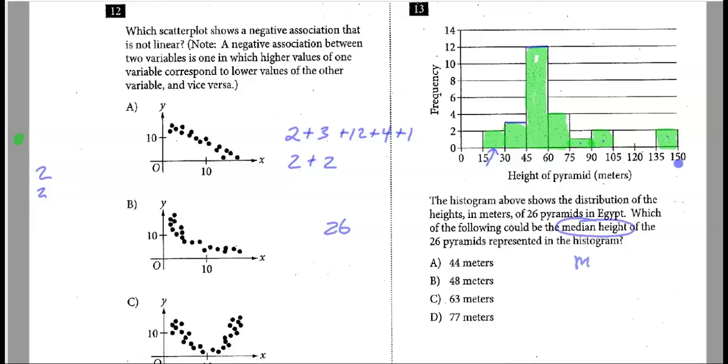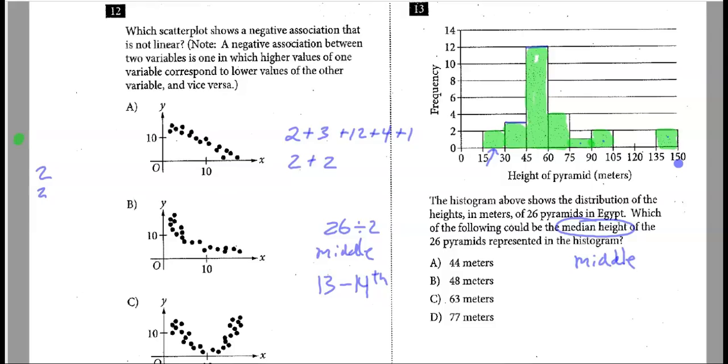Well, the median, remember, is the middle. All right? It's when you line them all up, it's the middle. So if we line these things up in order from shortest to tallest, the middle number, well, since we have an even number, there's a bit of an issue. The middle number is going to come between the 13th and 14th pyramid. Basically, you can just divide that number by 2. So there's 13 on one side, 13 on the other, so it'd be right in the middle of those 2.